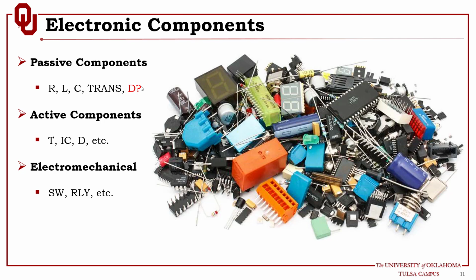Now active components, on the other hand, such as transistors, integrated circuits, and also diodes like the Zener diode or tunnel diode or any other type of diode, are considered active components. They produce energy to another circuit in the form of voltage or current, and they can control current direction and have a function of gain for electronic circuits. That's why they are called active.